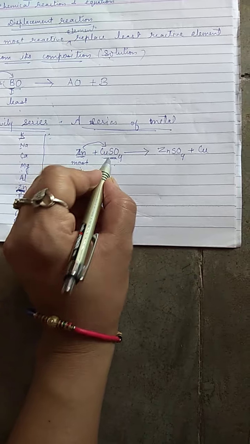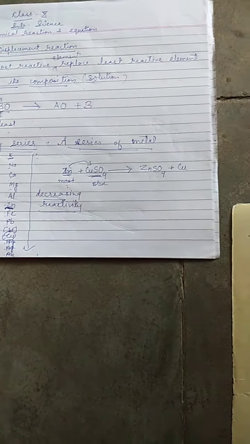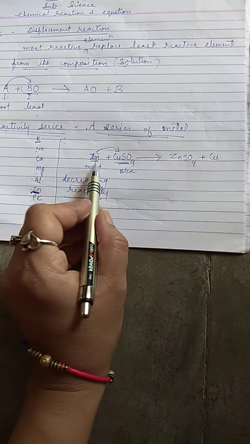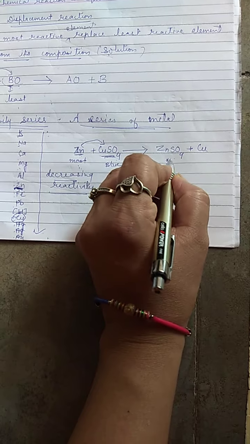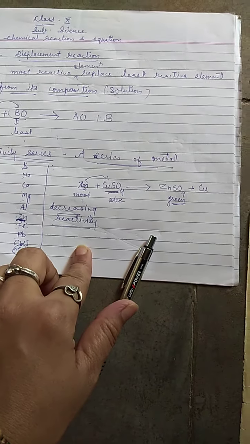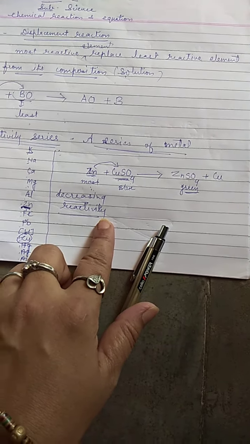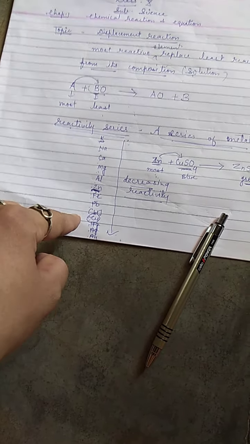Here the copper sulfate is blue in color. The color of copper sulfate is blue, but when it reacts with the zinc, it forms a green solution of zinc sulfate. Green solution. Is it clear? This type of reaction is called a displacement reaction, and the reactivity series helps in displacement reactions.